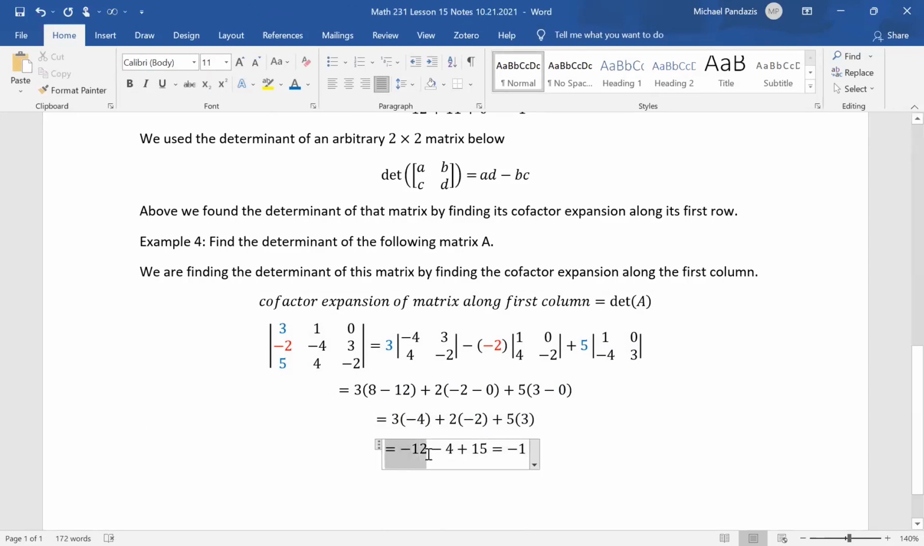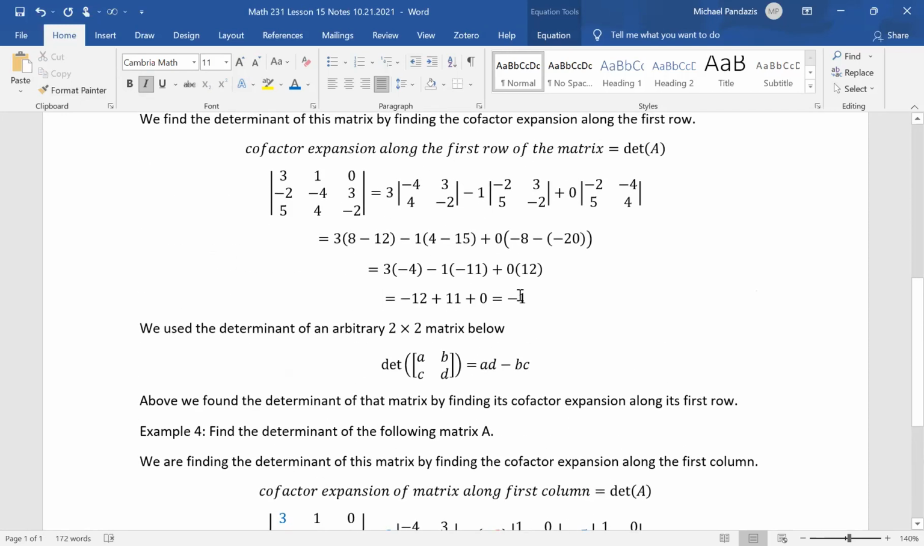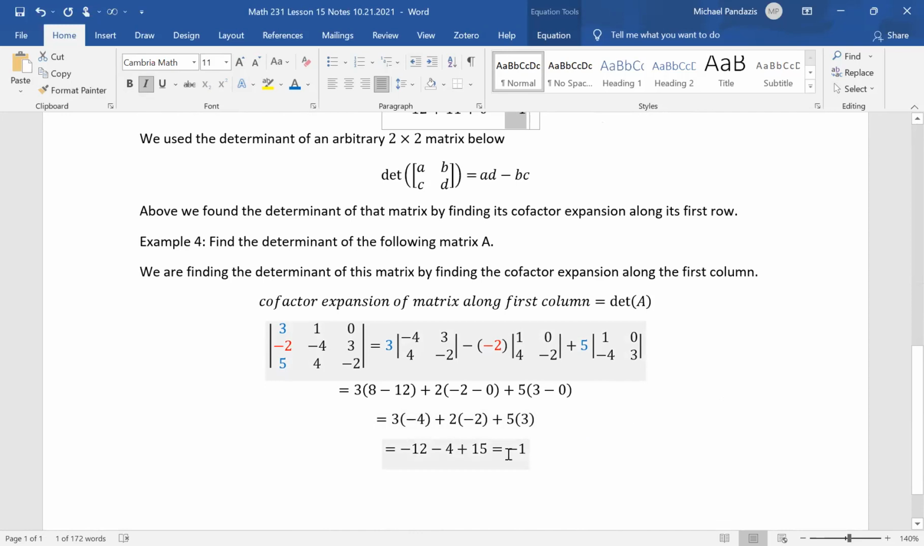-12 minus 4 is -16, and then miraculously, plus 15 is -1. That's the same value we got here. So taking the cofactor expansion on the first row gave us the same value as the cofactor expansion along the first column, and that's the number that represents the determinant of this matrix.